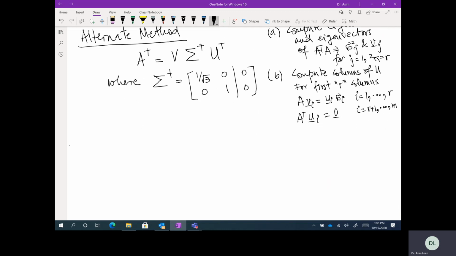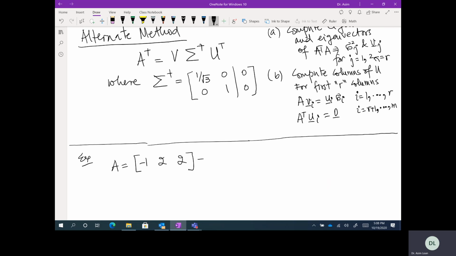And let's do another example. This one is A equals minus 1, 2, 2. This is the first example that we did yesterday. This is actually equal to U over there, that was a column vector. Now we have a row vector. So U sigma V transpose equals, now U is actually 1. Sigma over there was a column. Now it's a row. So this was 3, 0, 0.